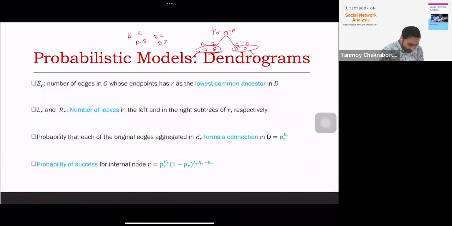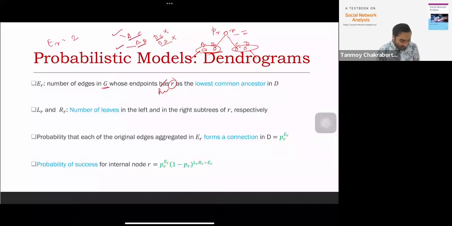Okay, so what we do here, for every such internal node R, we will see how many edges in G, the original graph, have endpoints that have R as the lowest common ancestor in D. For example, in this case, you have pairs AC, AD, BC, BD, and let's assume that A and C are actually connected in the original graph. A and D are also connected. This is not connected, this is not connected. Okay, so ER would be 2.